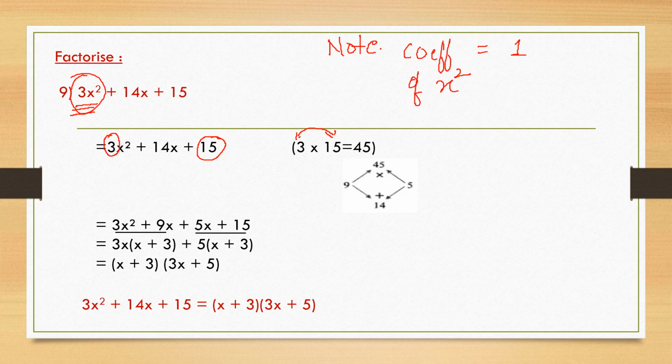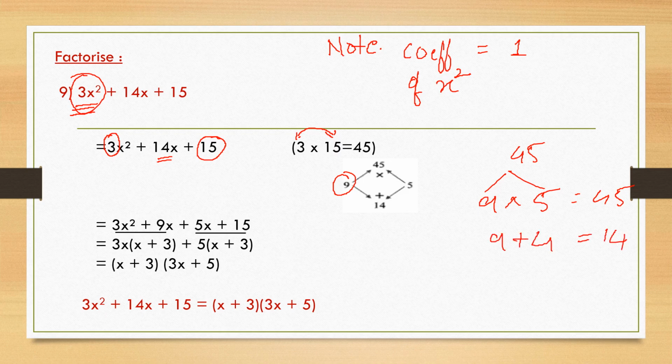Now 45 you have to split into two such numbers that after multiplying those numbers you should get 45, and after adding you should get the middle term. So here the middle term is 14. So you see, if you take 9 and 5, 9 multiplied by 5 will give you 45, and 9 plus 5 will give you 14. So our two numbers are 9 and 5.